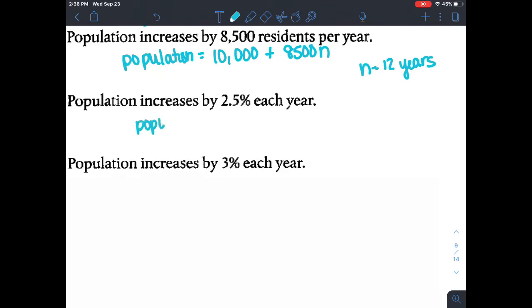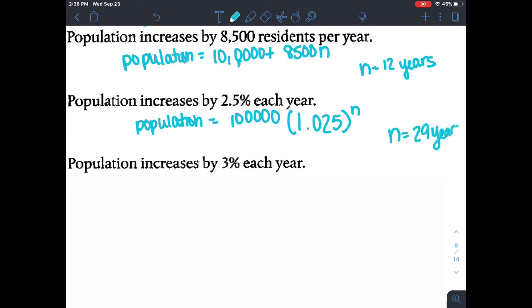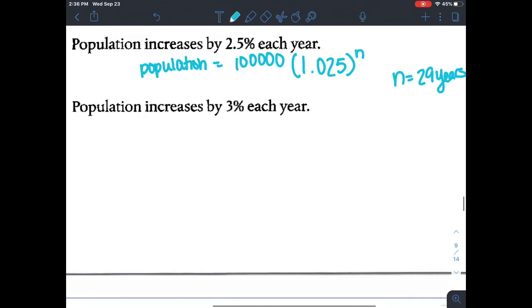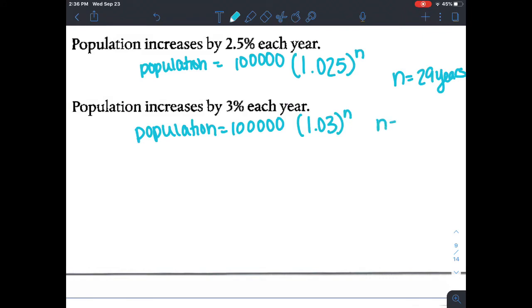2.5%, we have population equals 100,000, oh, this should be 100,000 as well, times 1.025 to the nth power. So N will equal 29 years. And I used Desmos to solve that one. And then the last one is population growth by 3%, so we have 100,000 times 1.03 to the nth power, so N should equal 24 years.